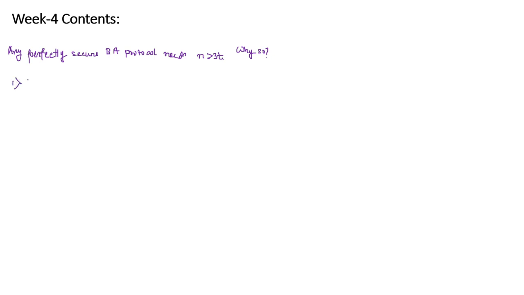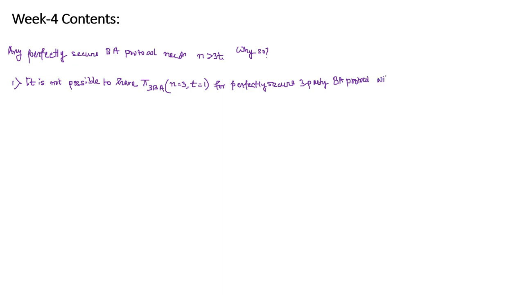So at first we see that it is not possible to have Pi 3BA, where n is 3, t is 1, a perfectly secure 3-party BA protocol with at most one corruption, right?